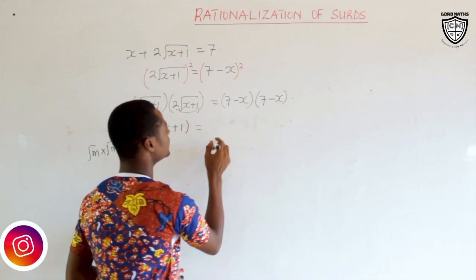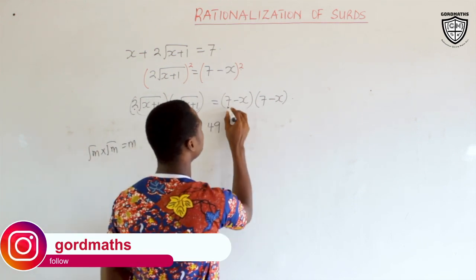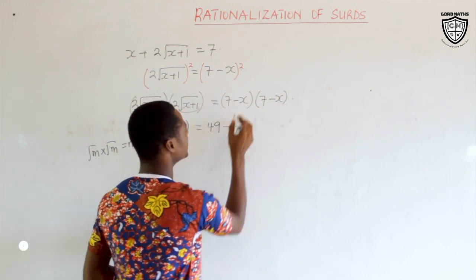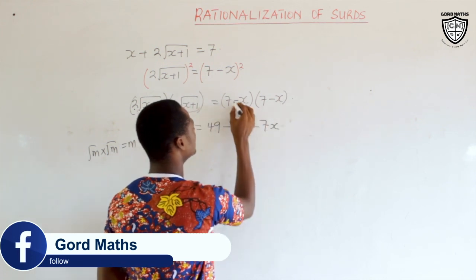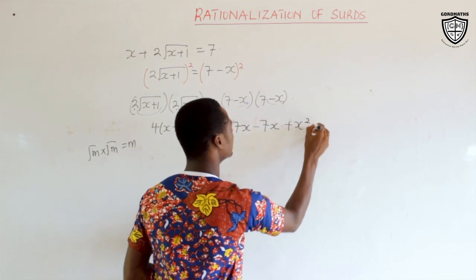Then this will also be equal to 7 times 7 is 49. Then 7 times negative x is negative 7x. Negative x times 7 is negative 7x. And then negative x times negative x will give us positive x squared.